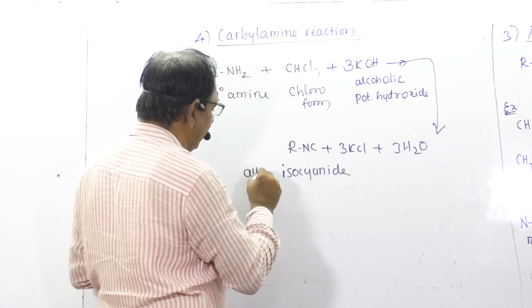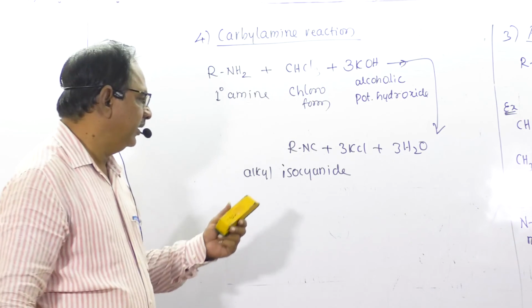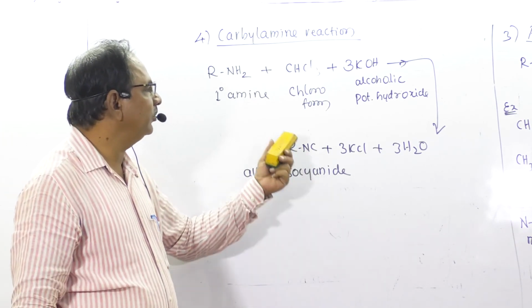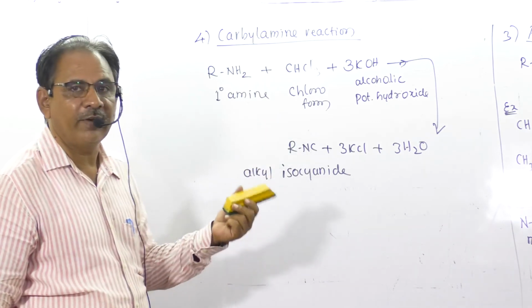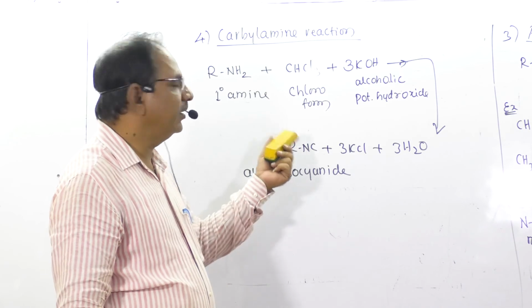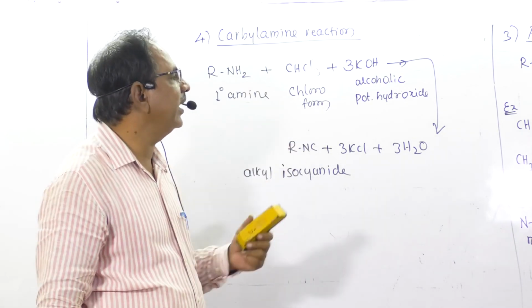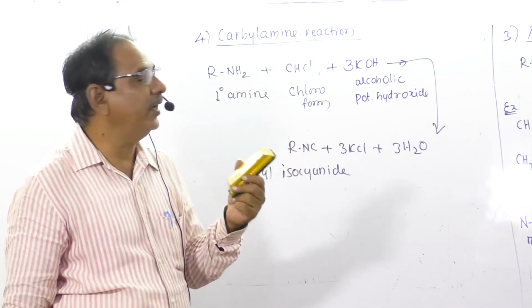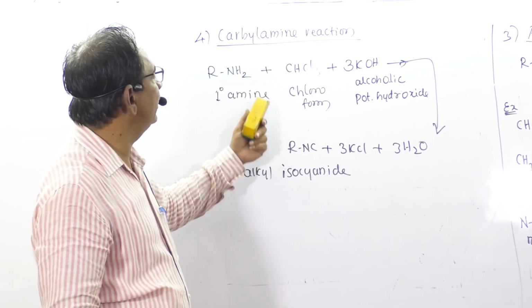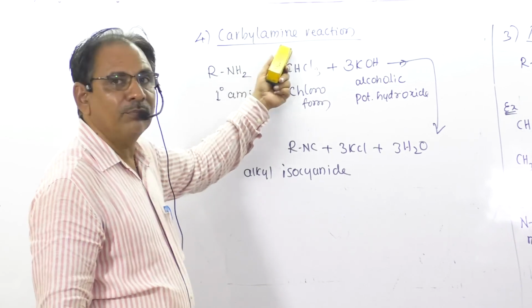or alkyl isocyanide. The formation of isocyanide is observed by identifying its smell. The smell of this isocyanide is a dirty smell, like a rotten egg or a foul smelling product. That foul smelling product indicates the formation of carbylamine.